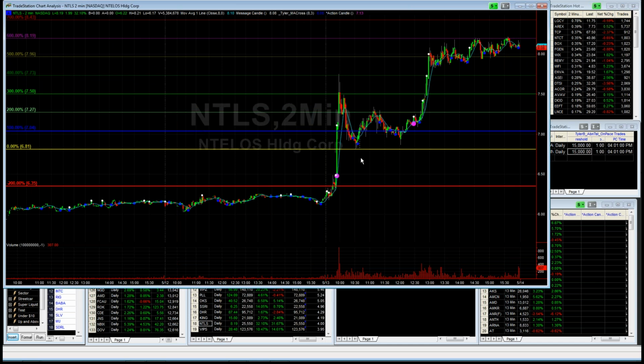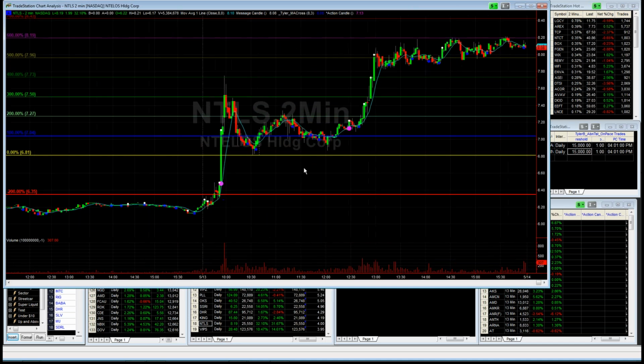I then watched for an entry point. I'm looking for my blue dots. I bought it right at this candle right here. I'll just zoom out on this a little bit. Hold on a sec. So I entered at the blue line, right where my cursor is now, and my position size was based on the difference between the blue and the yellow lines, and then I just wait.